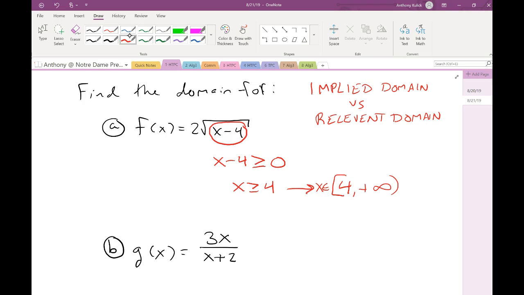So again, the implied domain here would be all real numbers. There's nothing algebraically that tells us any differently. In the context of this course, that's almost always what we're talking about, the implied domain. The relevant domain, though: can I plug any real number in this and get a defined result? Andrew's shaking his head no. What's the issue, Andrew?